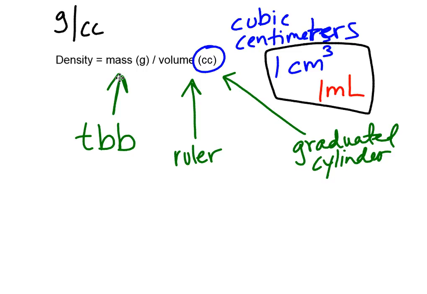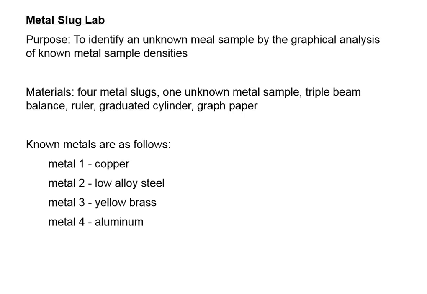Okay? Now, the known samples, as I mentioned here, okay, we know the densities of copper, the low alloy steel, the yellow brass, and the aluminum. Okay, we know those. There's going to be a link on Google Classroom that's going to give you those densities. You are responsible for looking those up. You should have those before you come into class.